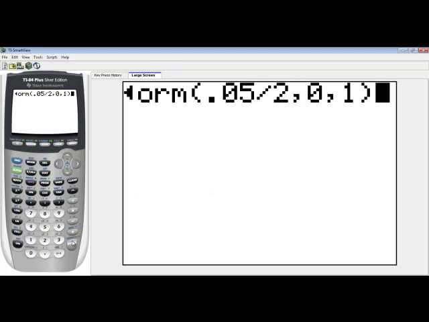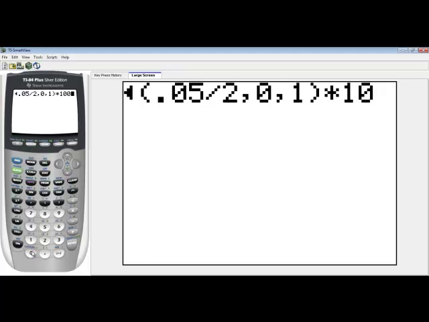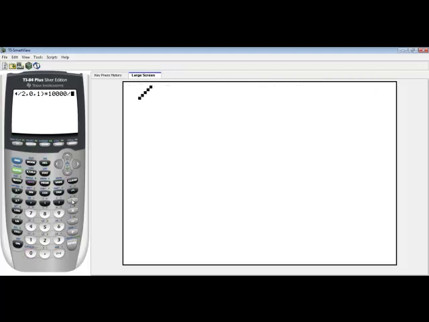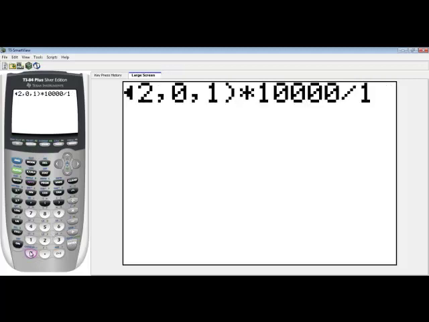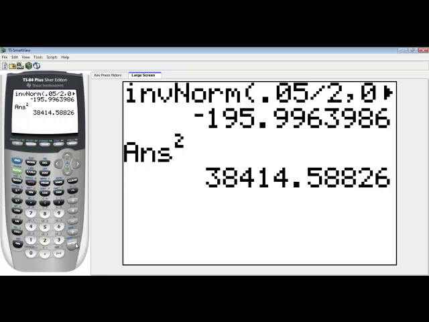There's my inverse norm command. I'm going to multiply by 10,000. I'm going to divide by 100. And that's the inside. I'm going to hit enter. That's only the inside. I still need to square that. So I'm going to square that answer. And 38,415.